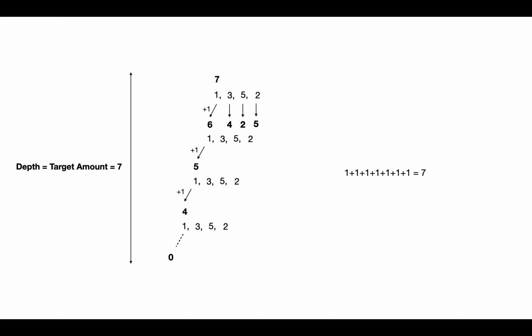And the maximum depth of the recursion tree is equal to the target. So here we have 7 as the target amount, so the depth of the recursion tree will be 7, which is when we keep choosing the denomination 1. So the time complexity will be the length of the coins array, which is the branching factor here, raised to the power target amount, which is the depth of the recursion tree.